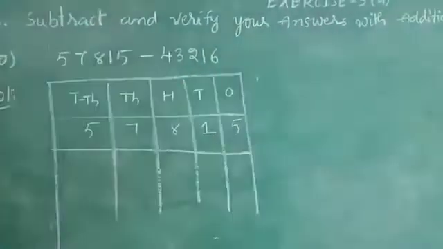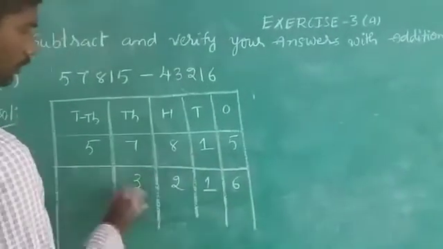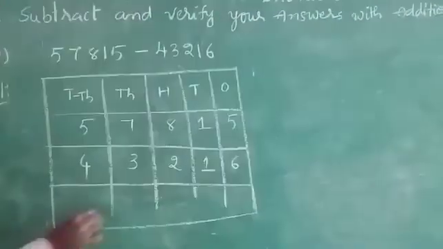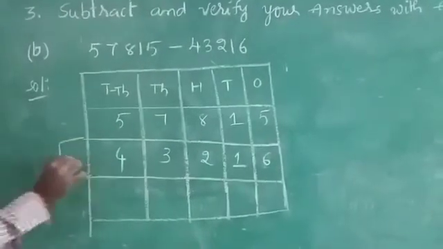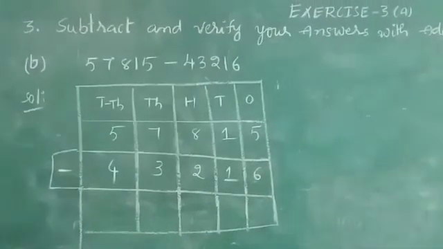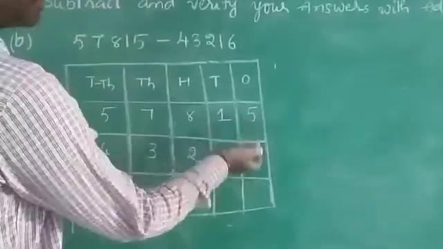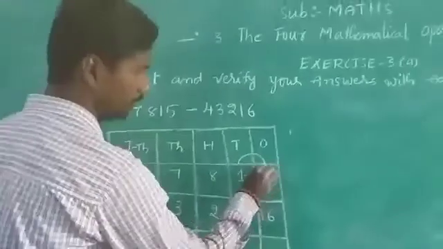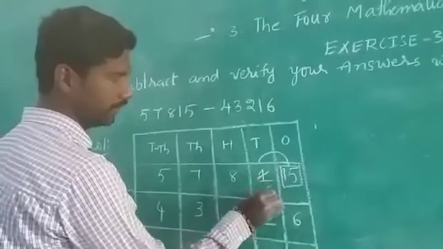Next, subtracting, right? 6, 1, 2, 3, 4. You need to do the subtraction. I told you clearly how to do the subtraction, right? So this is 5. You cannot subtract from 5, the smaller number. So you need to take a borrow from here to here. Then it will become 15. Then this will become 0.